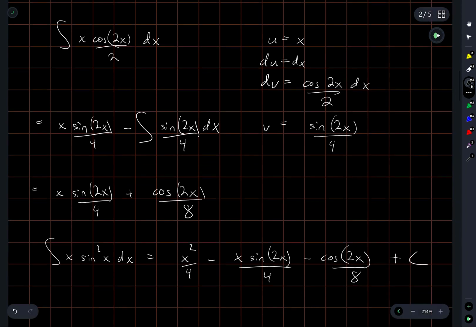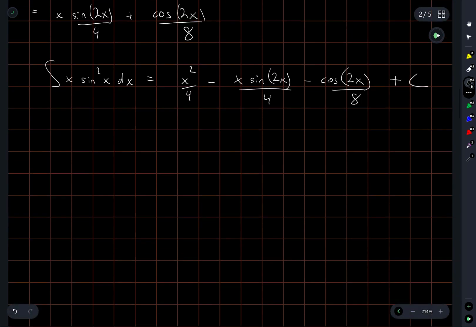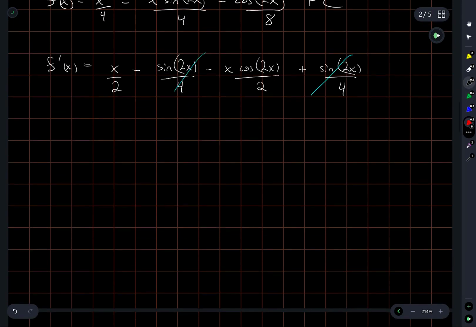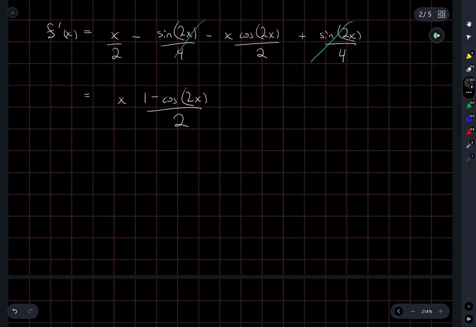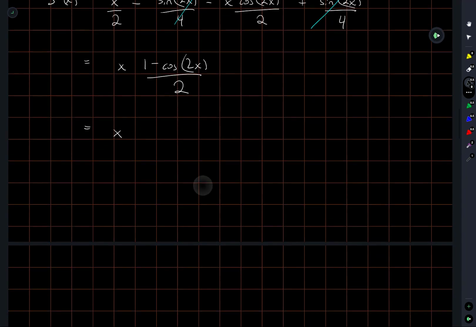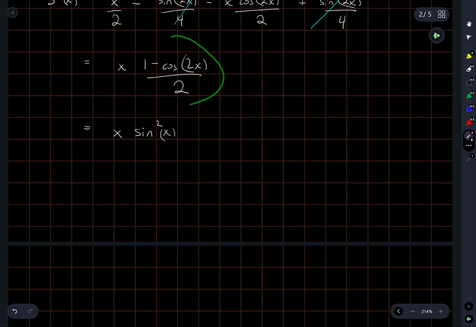Okay, we should be able to check our answer by differentiating here. So let's go ahead and do that. Some cancellation of those terms, that's kind of expected. So I get x times 1 minus cosine of 2x divided by 2. And assuming I derived my original trig identity correctly, this here is the same as sine squared x. I'm pretty sure that's correct.